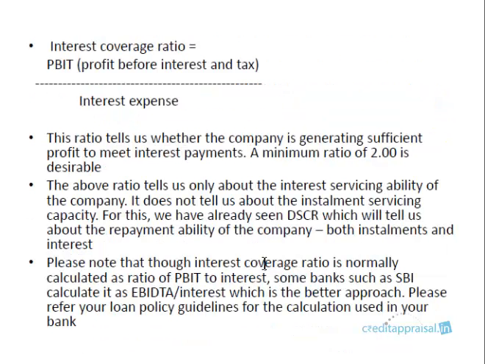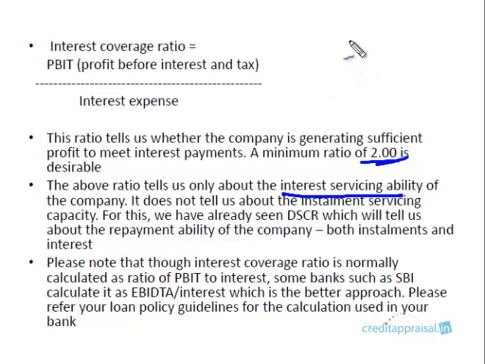Another ratio which banks calculate is the interest coverage ratio. Interest coverage ratio is PBIT by interest expense. Usually the norm is around 2; a 2 is normally insisted on. What it basically tells you is the interest serving ability of the company.